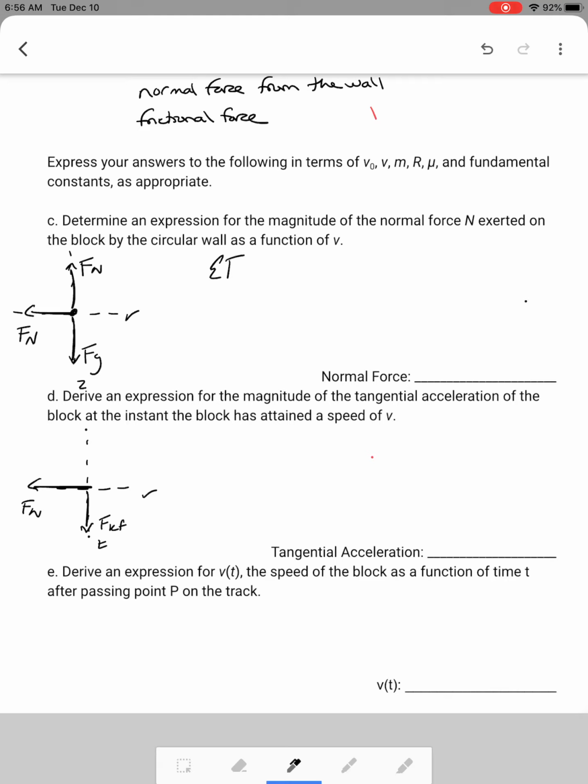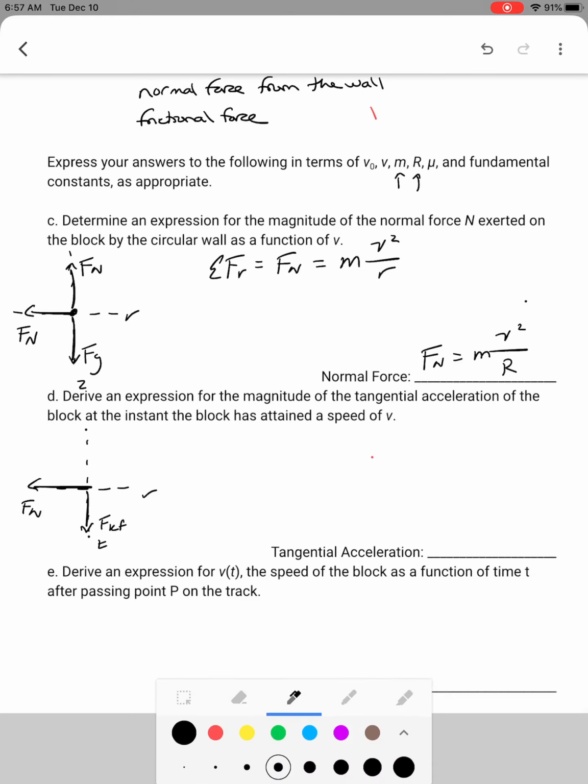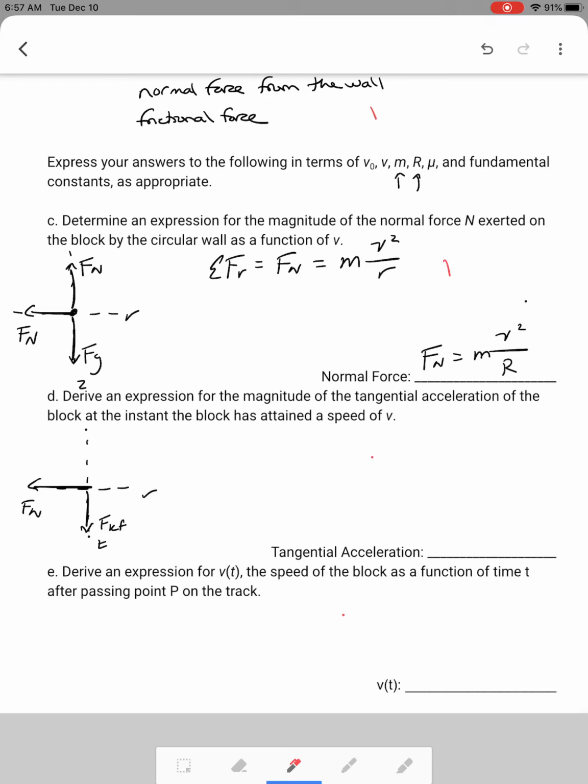In the radial direction, the sum of the forces in the radial direction is equal to the normal force. That's the only one there. I also know that my forces in the radial direction are always going to be equal to mv squared over r. So guess what? This gives the magnitude of the normal force as a function of v, because I can use r and m in my expression. So the normal force here is equal to mv squared over r. That's it. There was only 1 point on this because of how relatively simple that was.